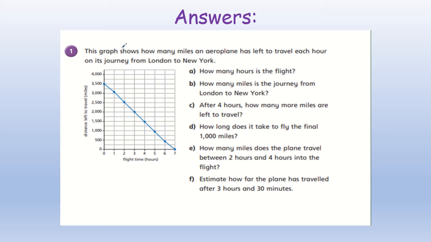So let's check our answers to these. How many hours altogether were there in the flight? There it is. There were 7 hours. How many miles is the journey from London to New York? And it stops here, so that tells us there are 3,500 miles.